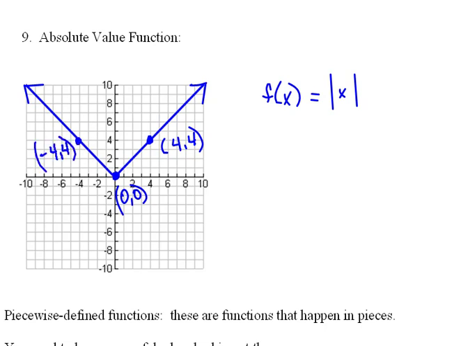Any x value, we could take the absolute value of it and find the y. So the absolute value of -4 is +4. Now these 9 functions you absolutely have to know. Don't forget that. The equation, the name, and the graph itself.